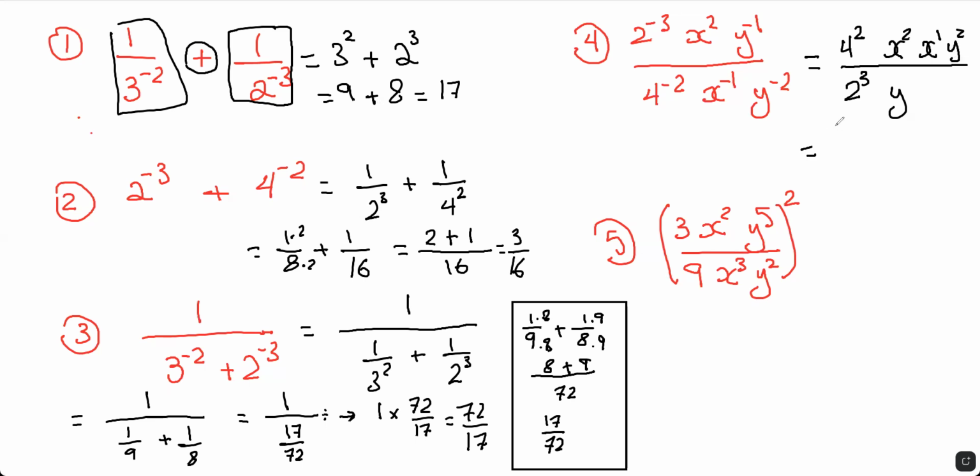Now, what I have here, I have 16. X squared times x to the 1 is x cubed. Okay. Now, we have y here, and we have y squared. We reduce them. Y goes into itself once, y squared becomes y. So we have a y here, and then 2 cubed is 8. And that's what we get for number 4.